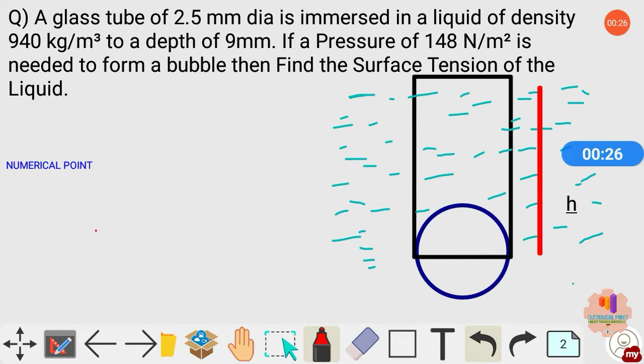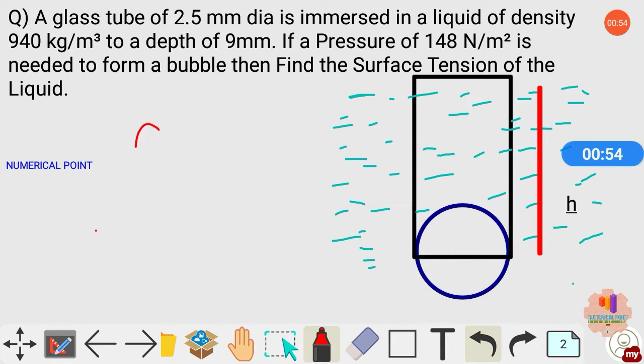Guys, this is the question. The question reads: a glass tube of 2.5 mm dia is immersed in a liquid of density 940 kg per meter cube to a depth of 9 mm. If a pressure of 148 Newton per meter square is needed to form a bubble, then find the surface tension of the liquid.